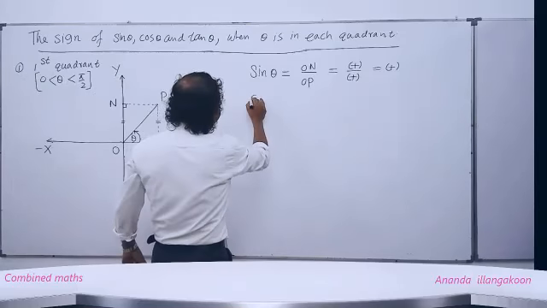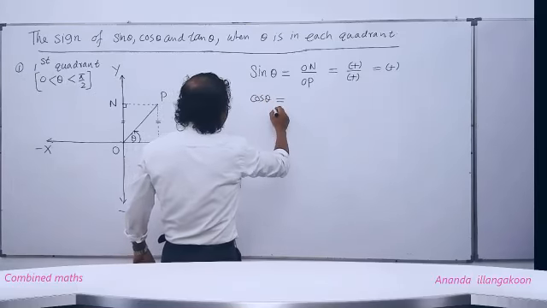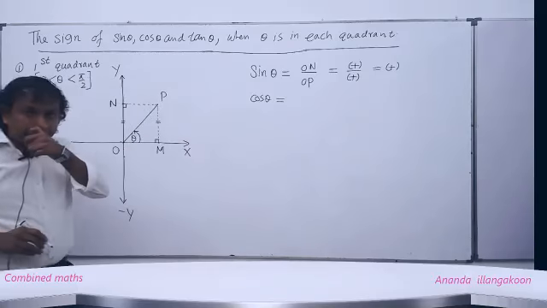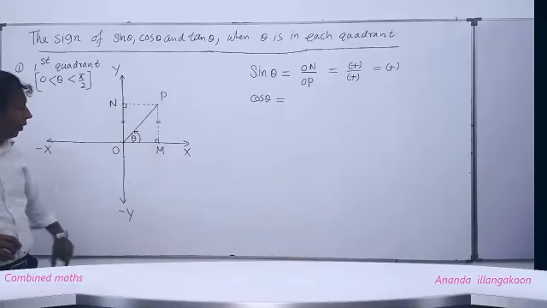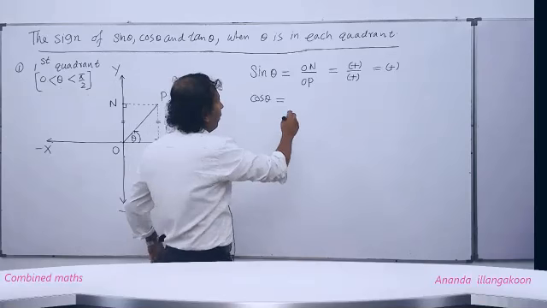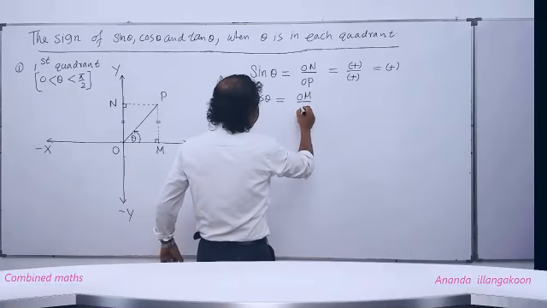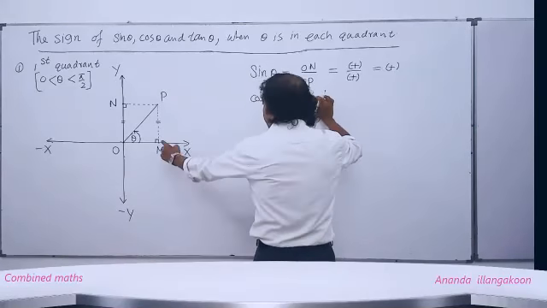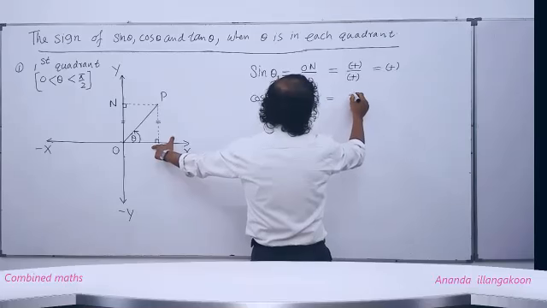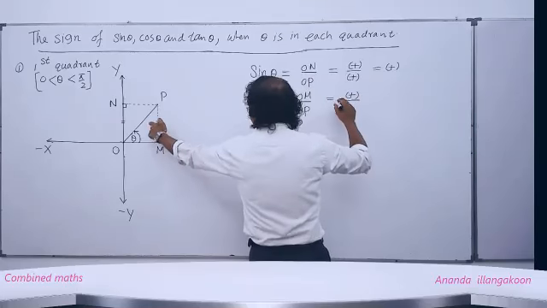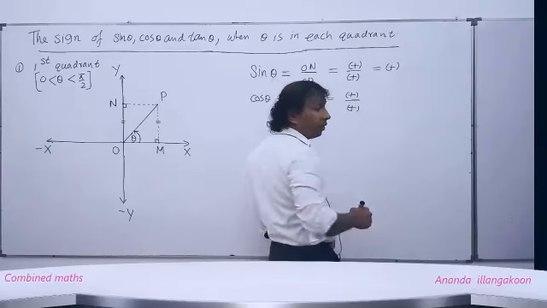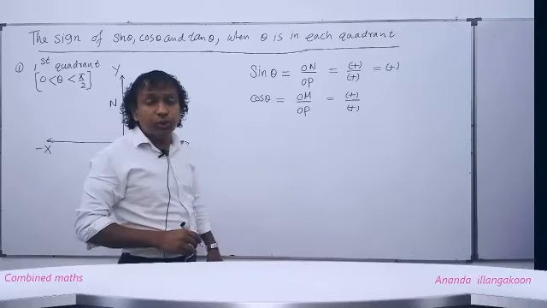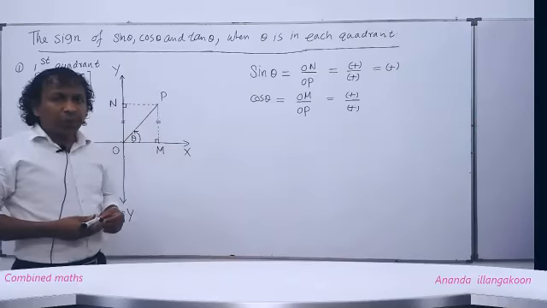Cos value. What is the definition, people? Perpendicular projection of this OP on the x-axis divided by OP. OM divided by OP. Then this OM is coming from the positive x-axis. It is positive. OP is also positive. OP is always positive because why, people? This OP is not taken from any of the two axes.